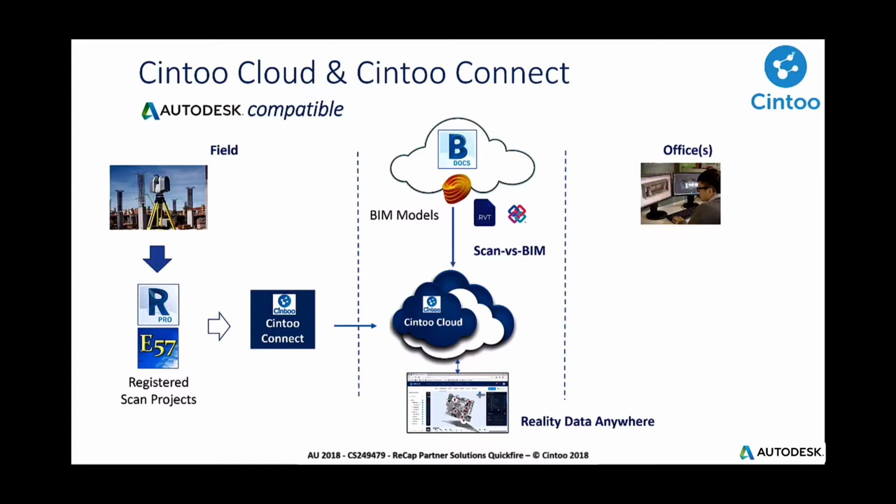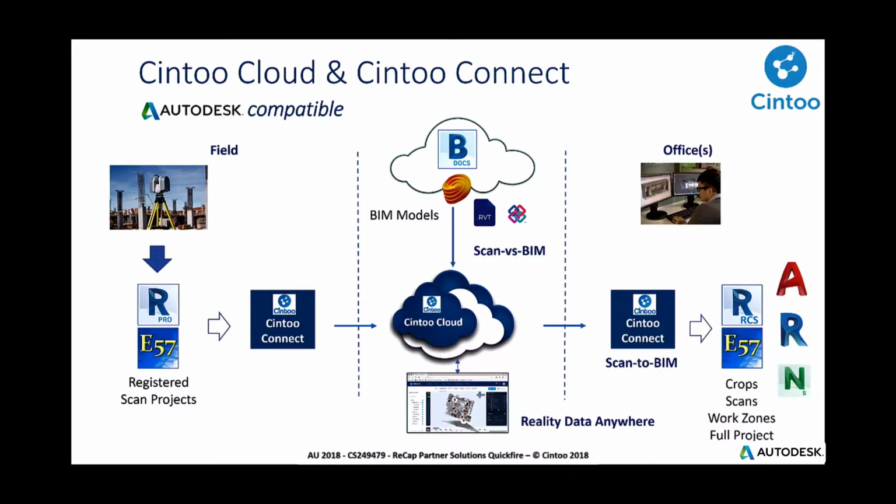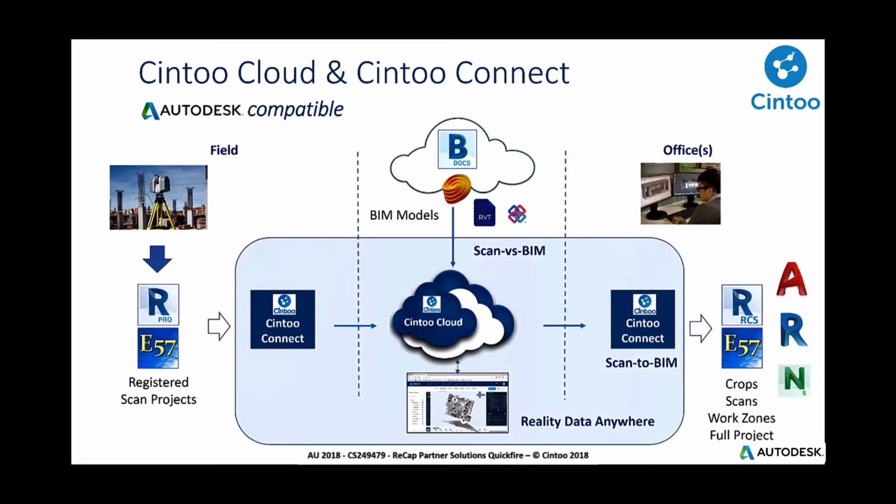The other workflow that we support is the scan to BIM one. Using the Cintoo Cloud web interface, you can crop the data along any axis and organize your scans in work zones. Using Cintoo Connect again, you can export this reality data back as a unified RCS or a structured E57 file for consumption in your CAD software. So Cintoo Cloud is definitely the collaboration platform that you need to share and distribute your reality capture data to every stakeholder inside or outside your company.